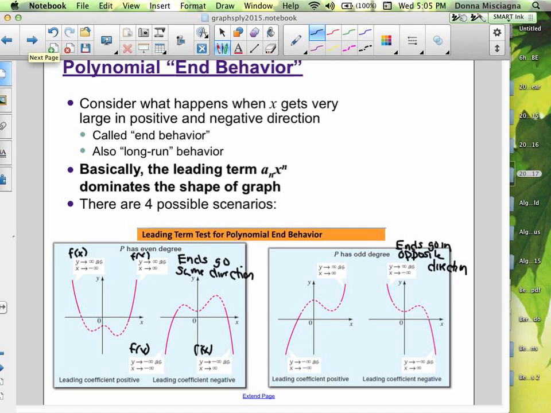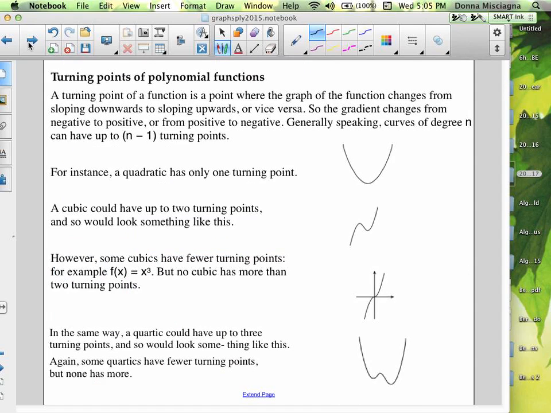All right, so our leading coefficient is positive in the first one. Leading coefficient is negative in the second one. So if our leading coefficient is positive, we go up left to right. If our leading coefficient is negative, we go down left to right. Right, and the end behavior, y goes to infinity as x goes to infinity.